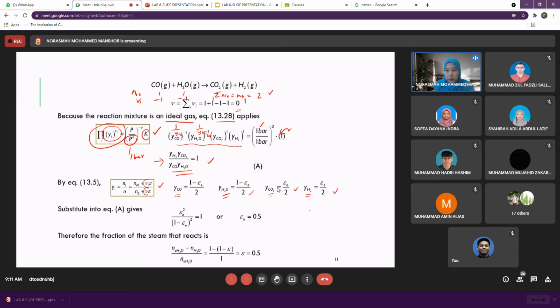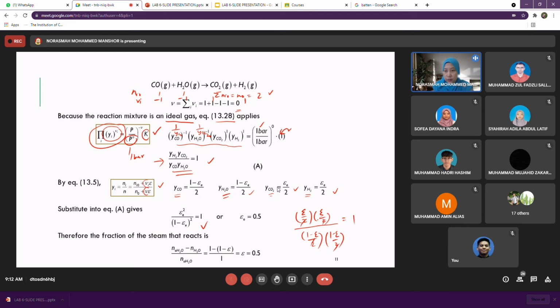You will get, okay, y_H2 epsilon over 2, multiplied by y_CO2 epsilon over 2, divided by y_CO, 1 minus epsilon over 2, and then y_H2O is 1 minus epsilon over 2, equal to 1. So this one can cancel out, so that you get this equation.